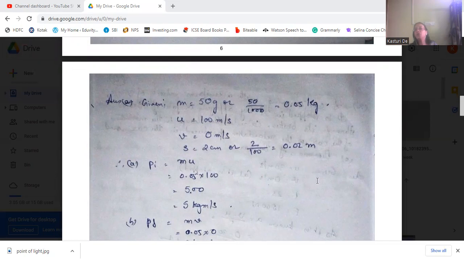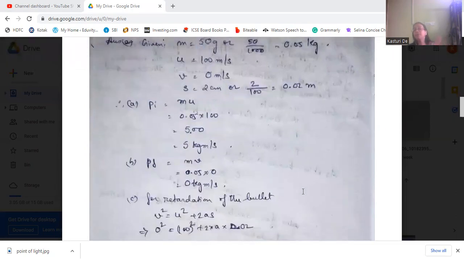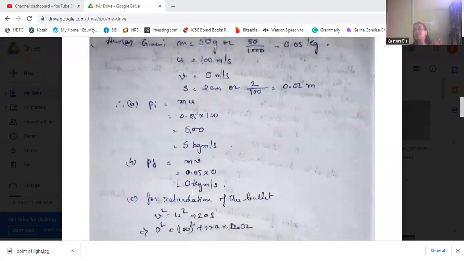Okay. So the initial momentum is m into initial velocity, that is 0.05 into 100, that is 5 kg meter per second. Final momentum is mass into velocity again. Here final velocity is 0, therefore that is 0 kg meter per second.